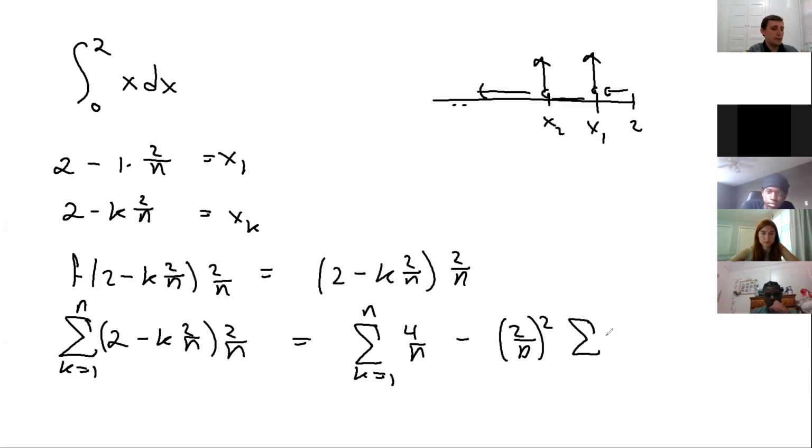And again, we see the summation that is related to k. Yeah? Now, guys, what is the first term equal to? What is this equal to? If I add up from k equals 1 to n, 4 divided by n, what am I going to get?